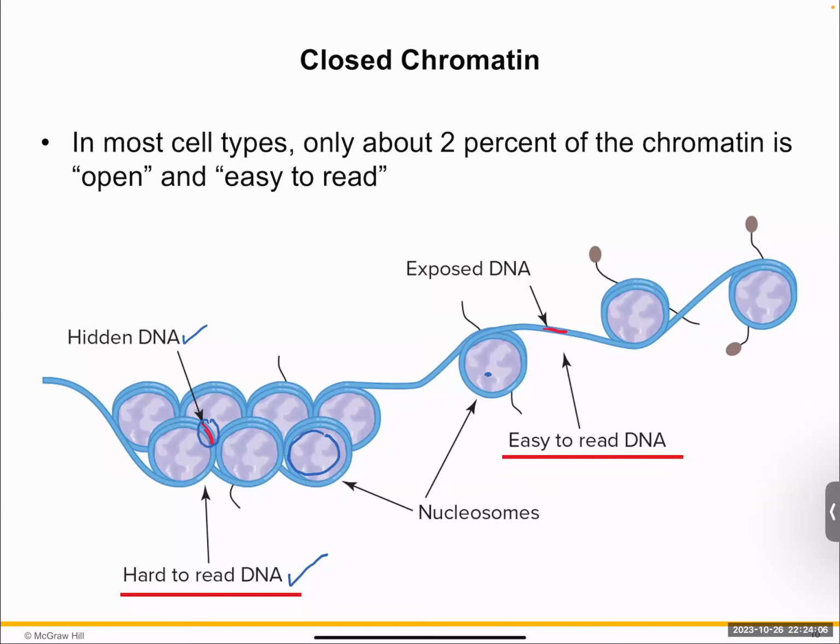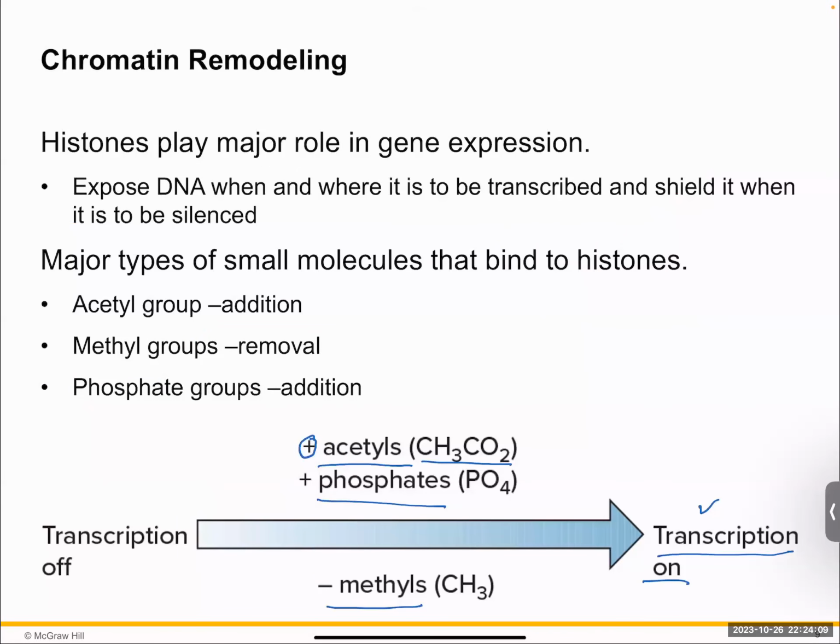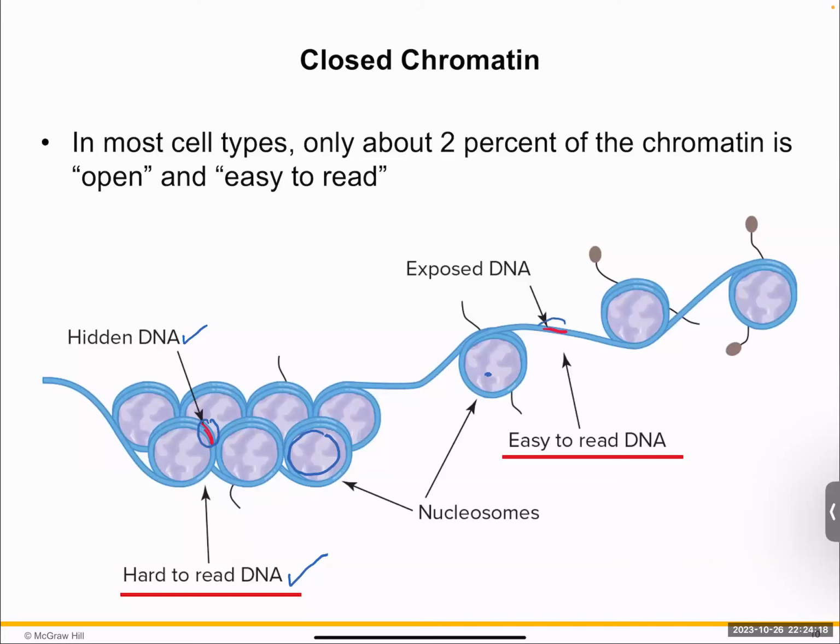But if I'm adding acetyl or phosphate, or removing methyl, what I can do is expose parts of the DNA that I want to transcribe. That makes it easy for the RNA polymerase to read the DNA and produce your mRNA through the process of transcription and eventually express your gene in the form of a protein. So this is very important, again, for making sections of the chromatin or DNA available as it has wrapped itself around the histones.